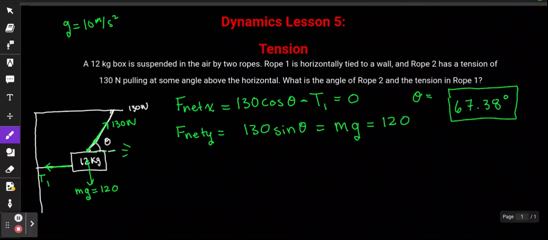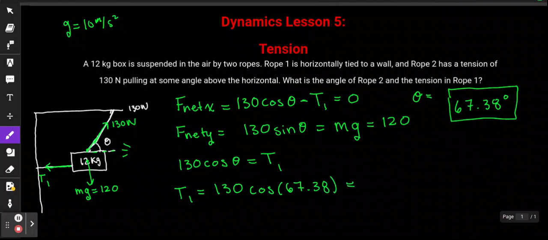Okay, now that we have theta, it's really easy to solve for tension 1. Using our F net x equation, we can see that 130 cosine of theta is equal to tension 1. So all we have to do is plug in the theta. So tension 1 is equal to 130 cosine of 67.38. So let's plug this into our calculator. 130 times cosine of 67.38. That gives us a tension 1 of almost exactly 50 newtons. So that is how we solved this particular problem.